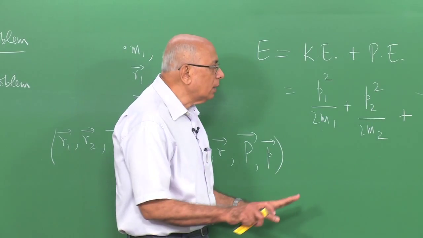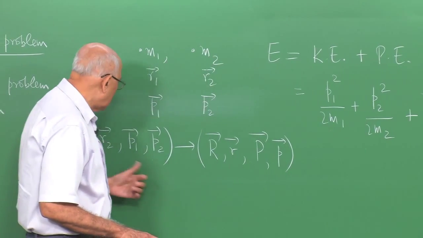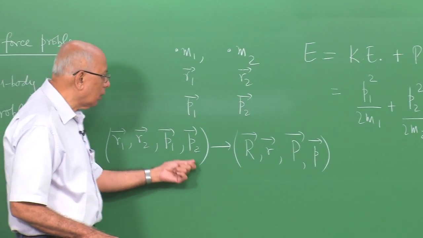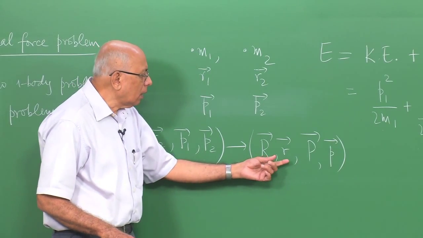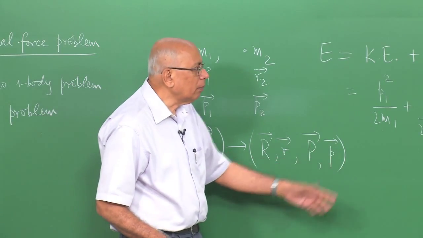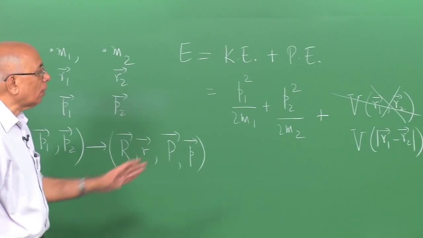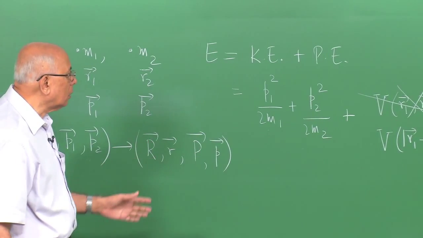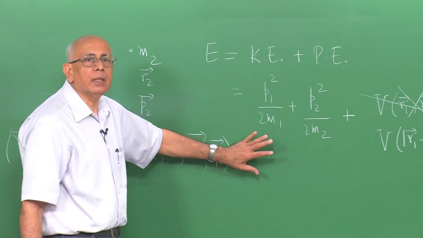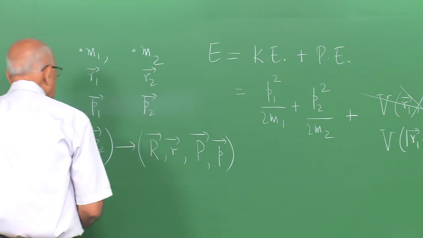So all we have done is to change from little r1, little r2, little p1, little p2 to capital R, capital P, little p with linear combinations. One can invert those relations and solve for the original variables in terms of the new ones and substitute in here. And then what happens is the following.